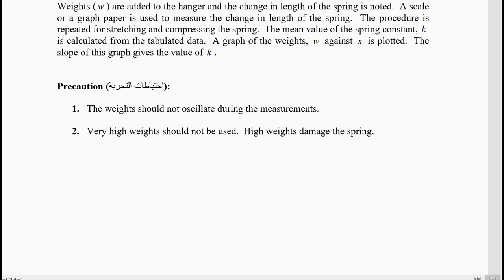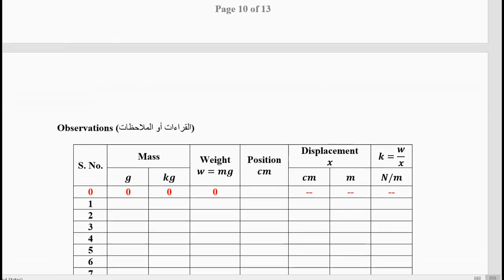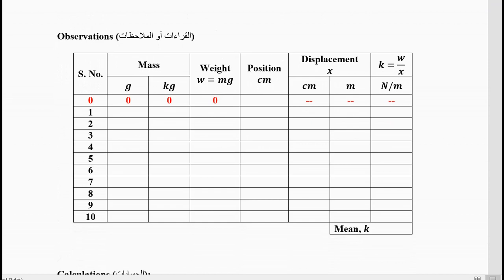Avoid very high weights and also very low weights, because if you put very low weight, the displacement will be very small, 1 or 2 millimeters, and it's difficult to measure it carefully. You can read it but cannot measure it carefully. So use average weights, and it depends. You start with small masses in your hanger, and slowly increase, and you will have a judgment when to stop. It comes with practice, and in the lab we will do enough practice before the experiment, inshallah. Now your observations are written like this.